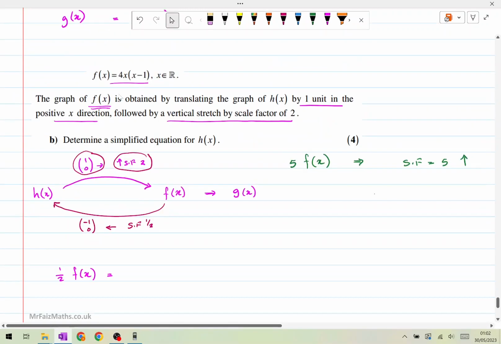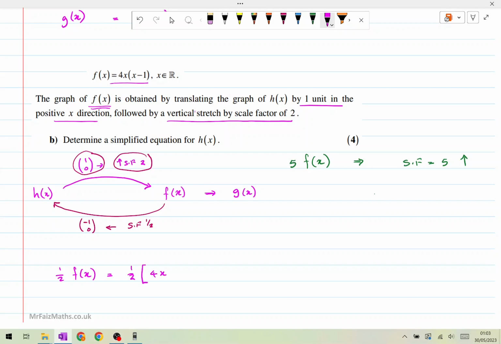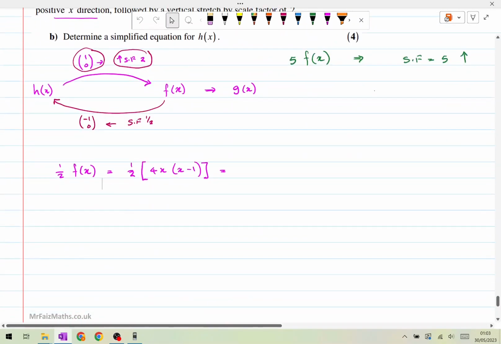So our function here is 4x(x - 1). So this is just going to be a half times 4x(x - 1). That's a fairly easy one to do. We just need to multiply the half into this bracket here. So that's going to give us 2x(x - 1).